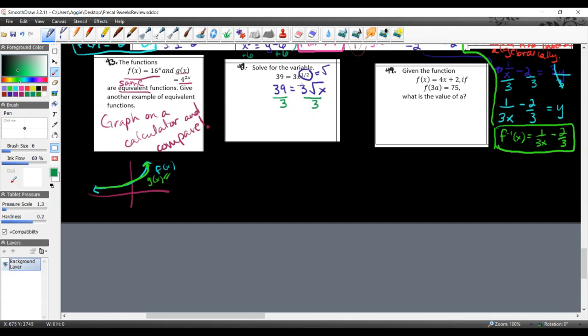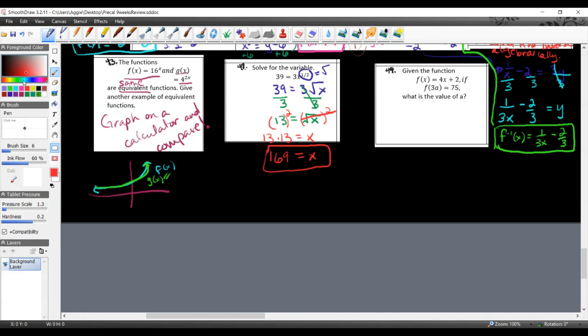So we divide both sides by 3 first, okay? 39 divided by 3 is 13, which leaves us with 13 is equal to the square root of x. Now to cancel a square root, we square both sides. That gets rid of the square root. 13 squared is the same as 13 times 13. And 13 times 13, if you use a calculator or the long way, is going to be 169. And that's it. Done with that one.